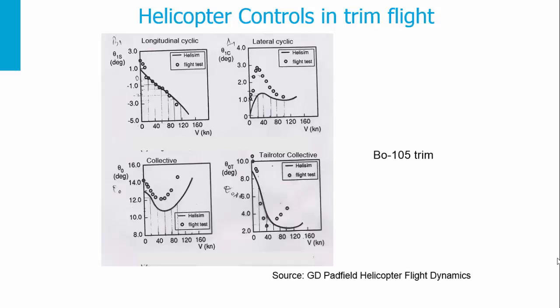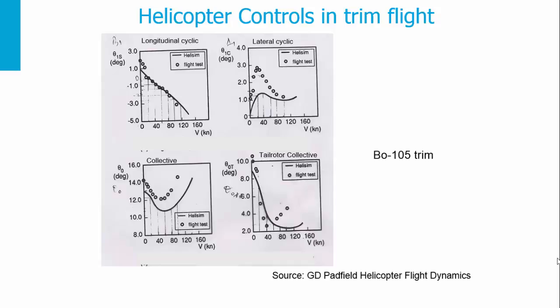Now, first concerning the collective angle of the blades. As the velocity is increasing, you see that we need more collective in hover. Then as we are flying faster, we need less collective, and then we have to increase the collective. This curve is following the power curve, and it has a bucket shape.